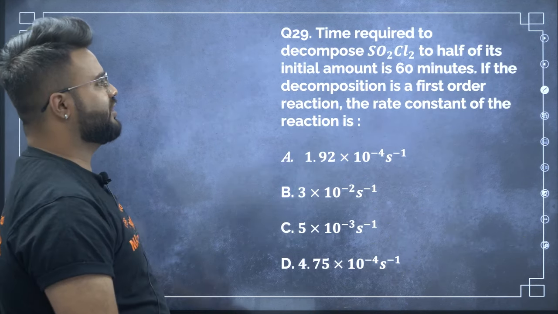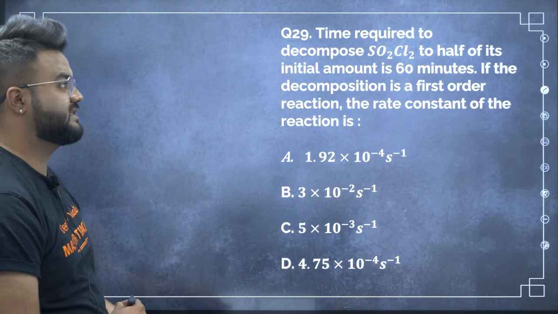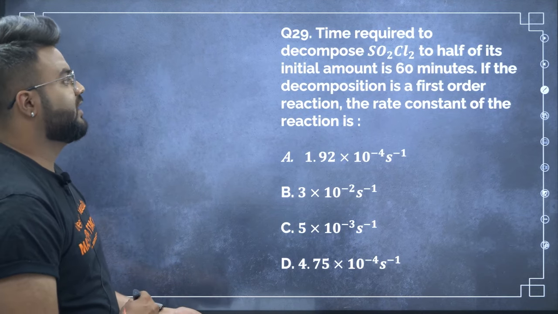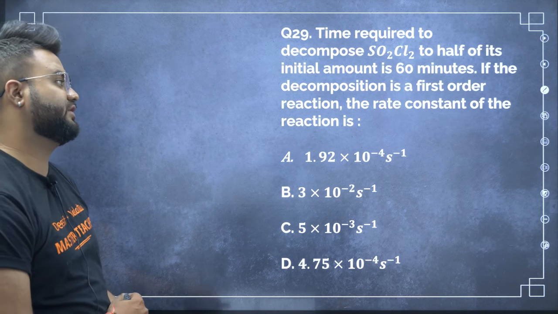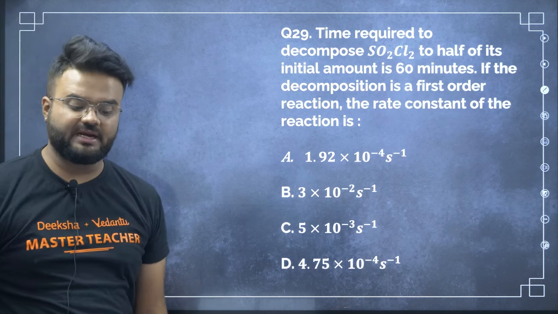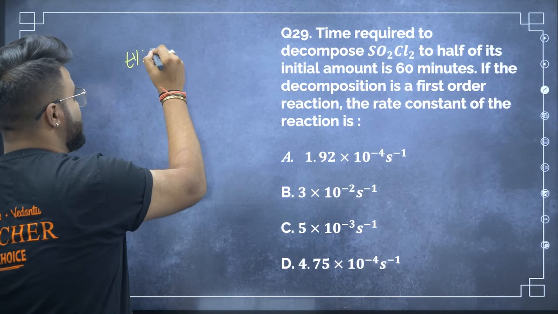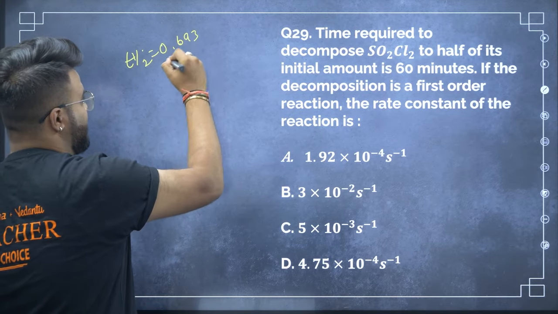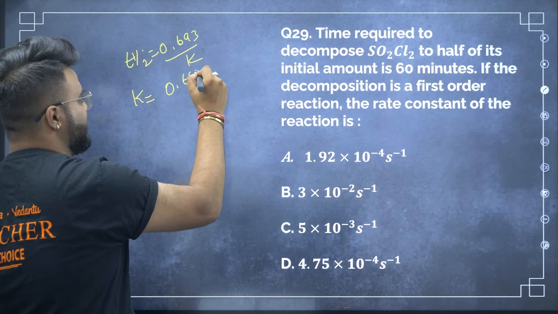The time required for the decomposition of thionyl chloride to half of its initial amount is 60 minutes. If the decomposition is a first order reaction, then the rate constant of the reaction is, directly we can use the t half relation. t half is equal to 0.693 divided by k. Now we have to find the rate constant, 0.693 divided by 60.